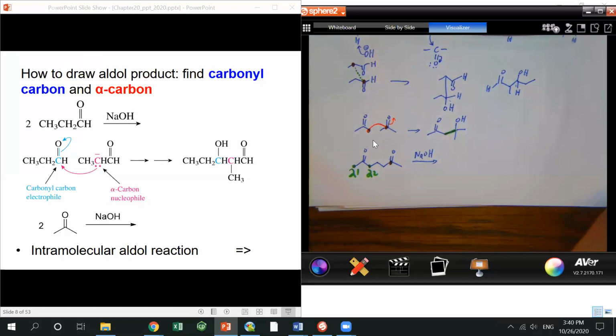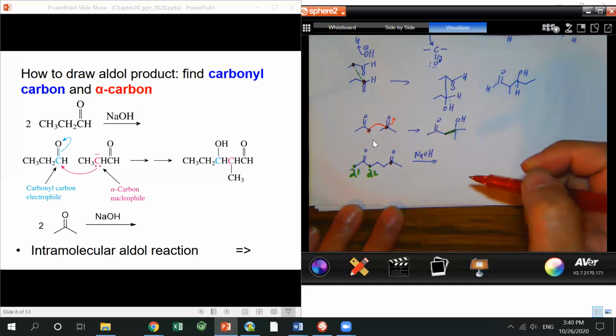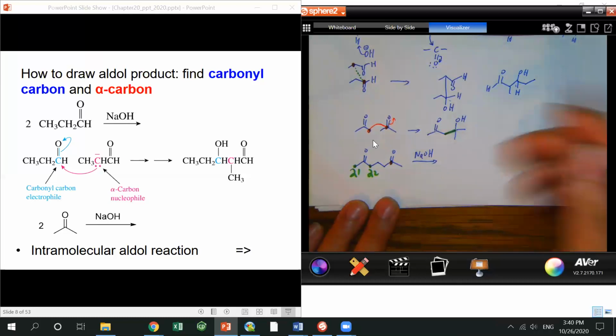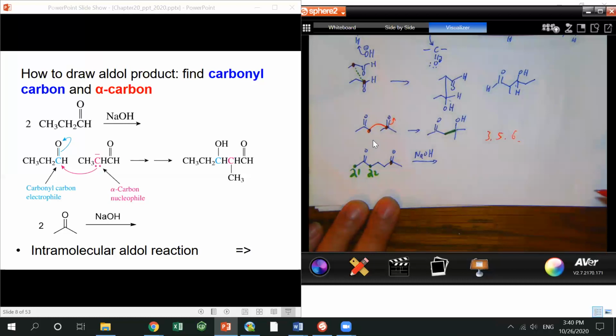We have both 1 and 2. So the answer is alpha 1. The reason for that: remember, in class I said for ring formation reactions, 3-membered, 5-membered, and 6-membered rings are preferred.